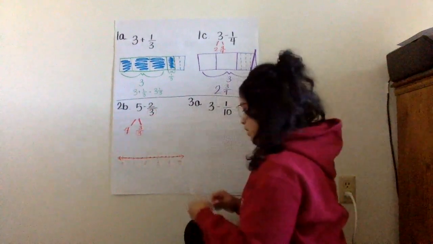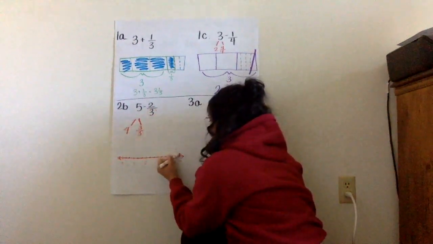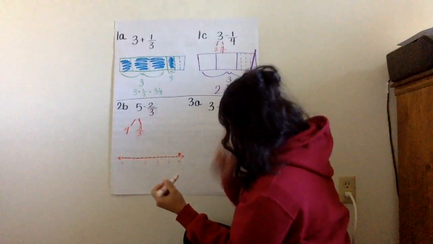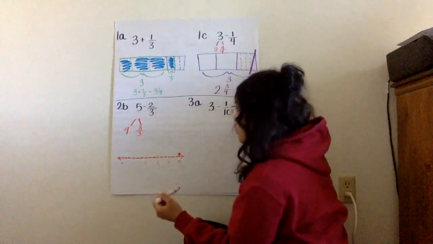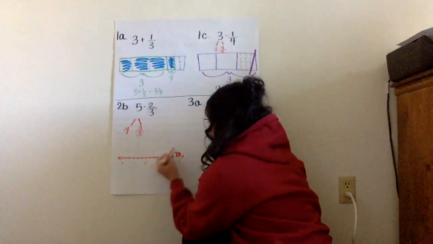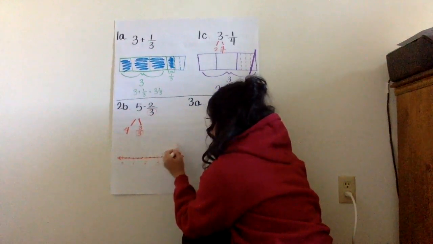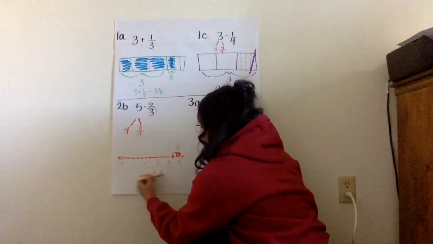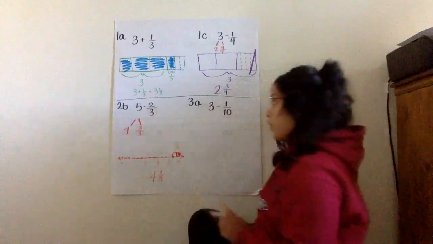So I know my number line is going to begin at the 5, and that's what I'm taking away from. Then I will go ahead and remove 2 thirds. So that's going to take away 1/3 and take away 2/3. That gets me in my number line to 4 1/3.